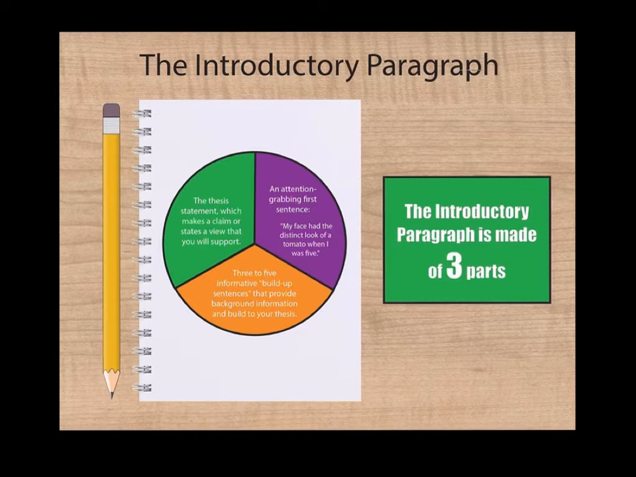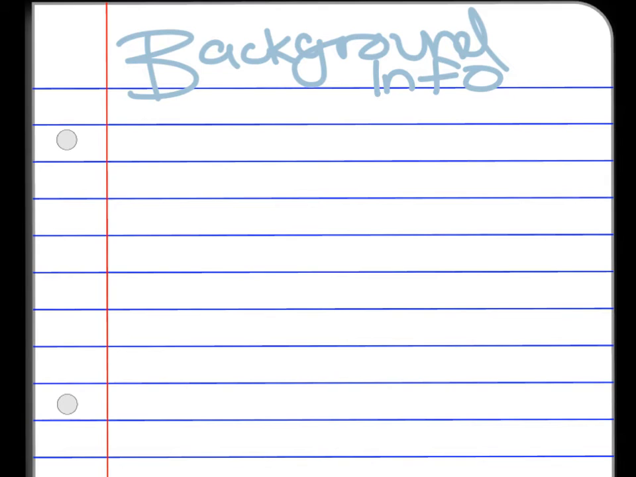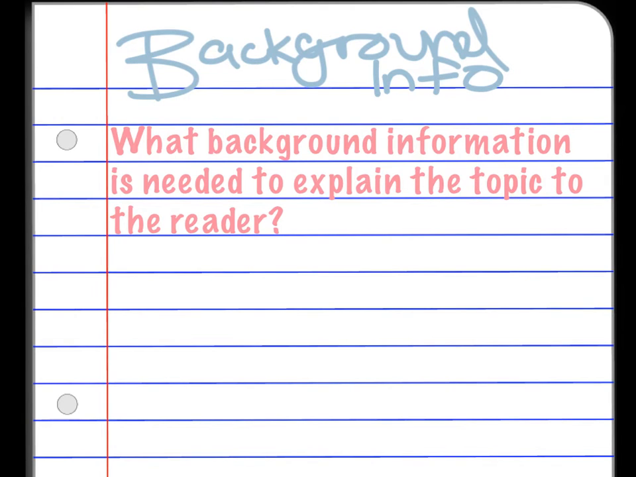To do this, you need to ask yourself 2 questions. First, what background information is needed to explain the topic to the reader? Since you are writing about your medicine bag, your audience might not know what a medicine bag is, and so you need to think about how you would help him or her understand what it is, and how Native Americans used it. You can use the article we read in class for this.